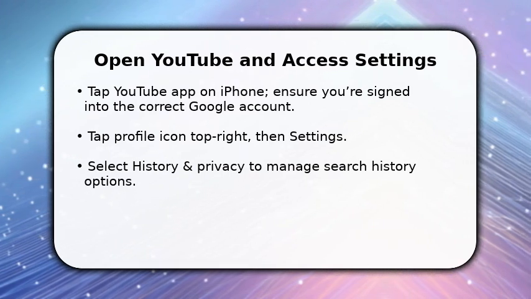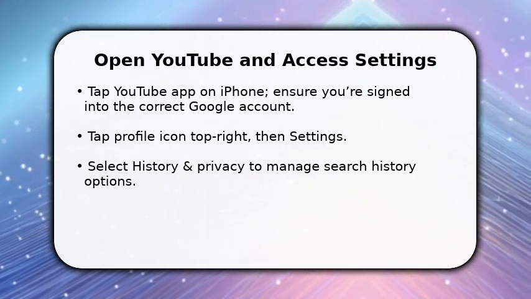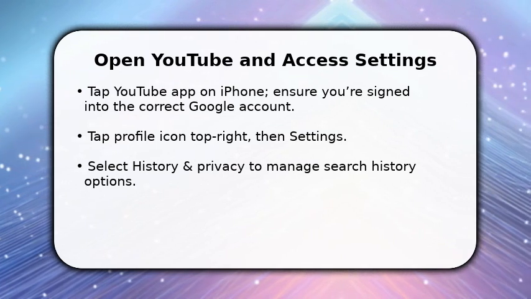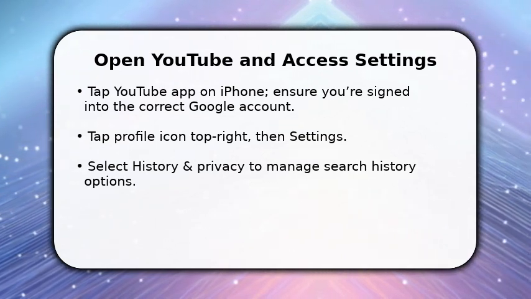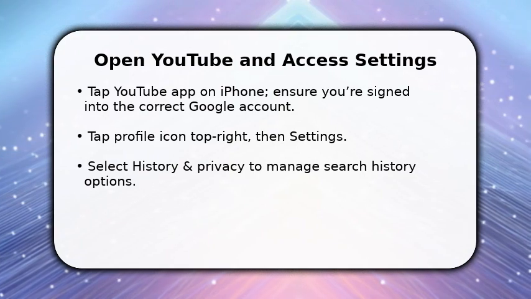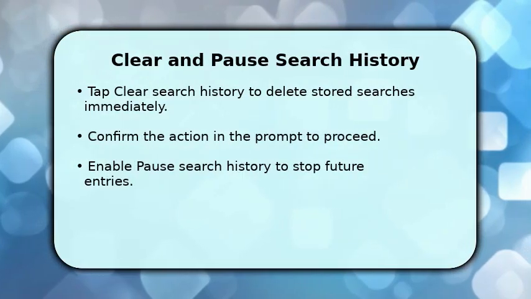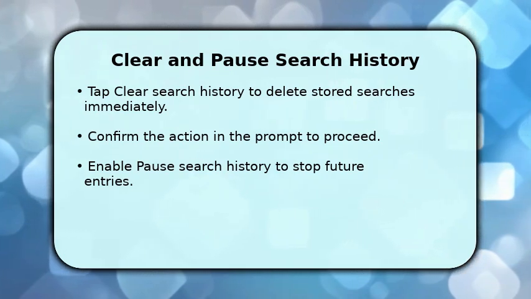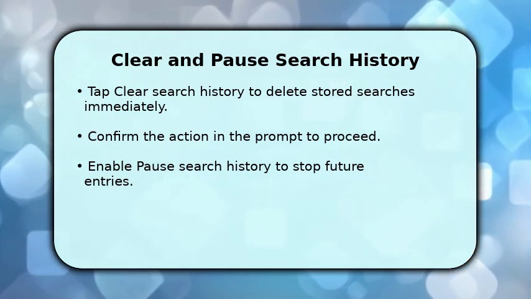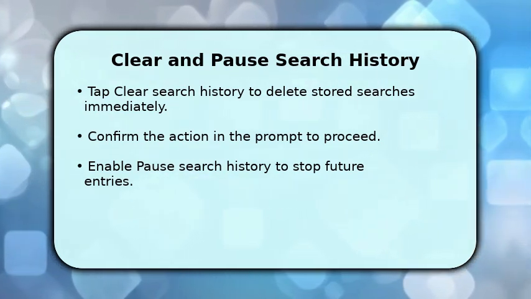Do this now so you're on the correct screen. It prevents accidental deletion from a different account and speeds up the next steps, since the buttons you need are right on this page. On the History and Privacy screen, tap Clear Search History to remove all saved searches tied to that account. The app will ask you to confirm. Tap Clear again to execute.